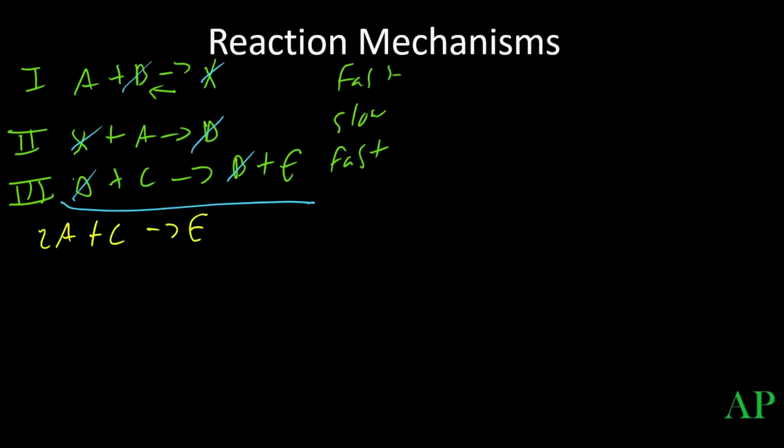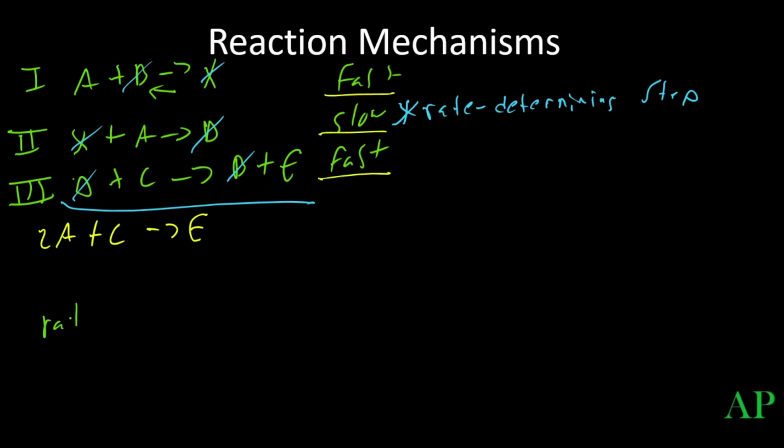So how do we use reaction mechanisms in order to figure out the rate law? That's where these words come in. When you use reaction mechanisms, the rate law is going to be determined by the rate determining step. And the rate determining step is always going to be the slow step. So my rate becomes k times [A] times [X]. But there's an issue.